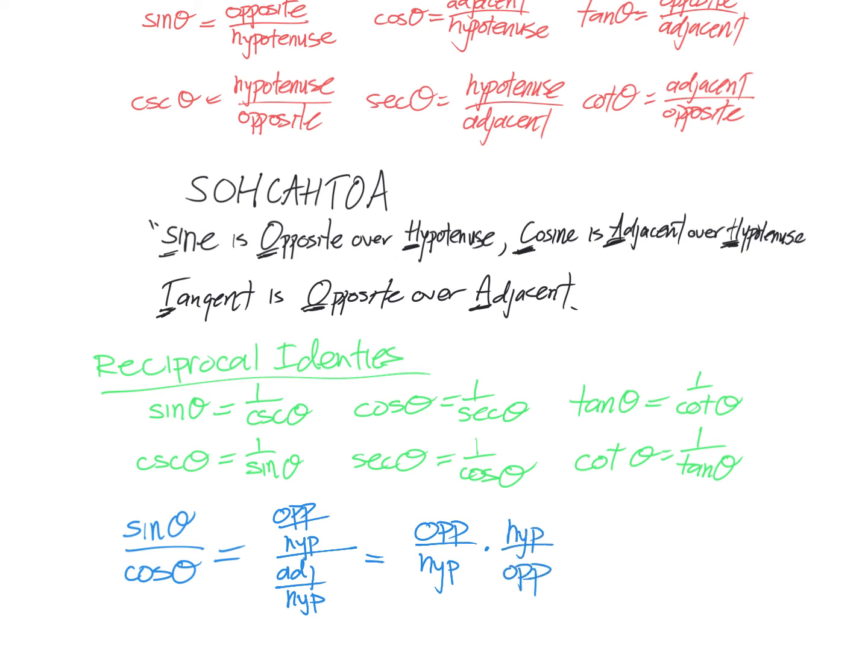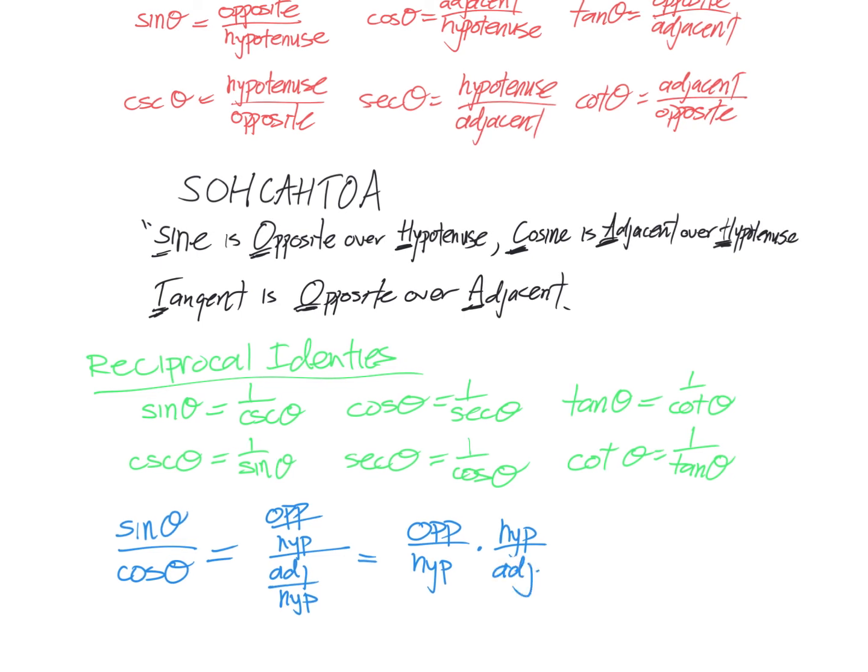So sine of theta over cosine theta now gives us opposite over hypotenuse times hypotenuse over adjacent. And so our hypotenuses cancel, and this is opposite over adjacent. So sine of theta over cosine theta gives us opposite over adjacent, which is the ratio for tangent of theta.